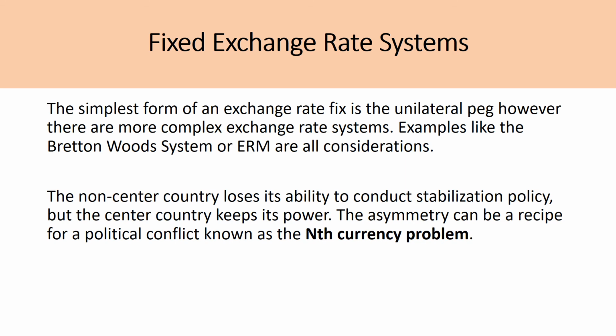Okay, so the simplest form of an exchange rate fix is the unilateral peg. However, there are more complex exchange rate systems. Examples like the Bretton Woods system or the ERM are all considerations. The non-center country loses its ability to conduct stabilization policy, but the center country keeps its power. The asymmetry can be a recipe for a political conflict known as the nth currency problem.